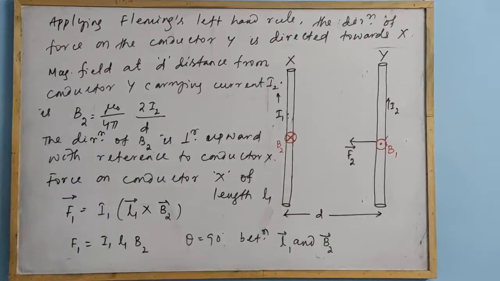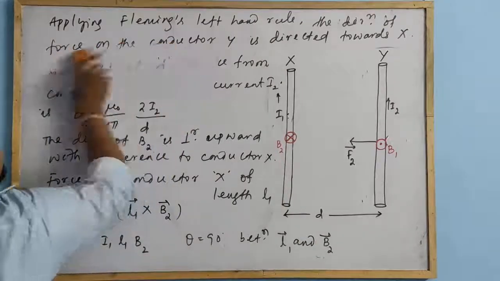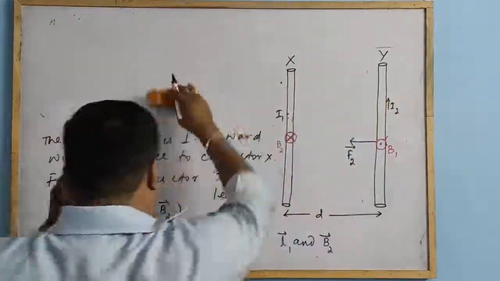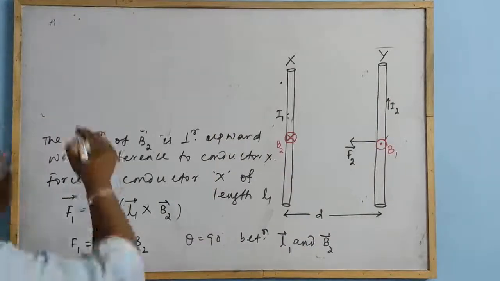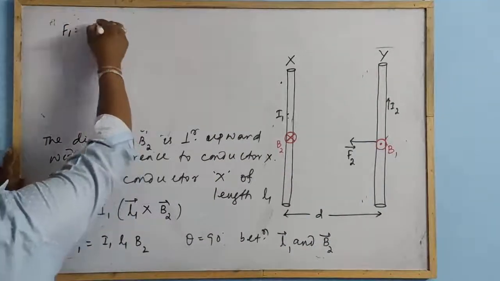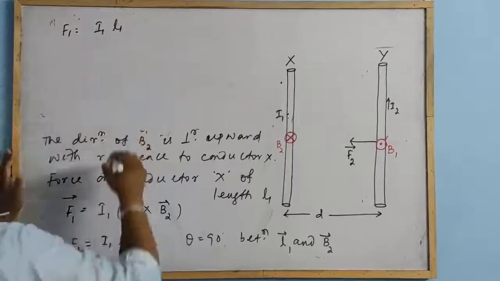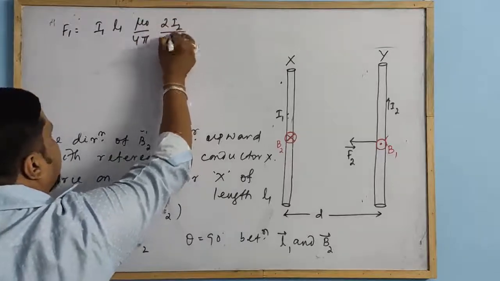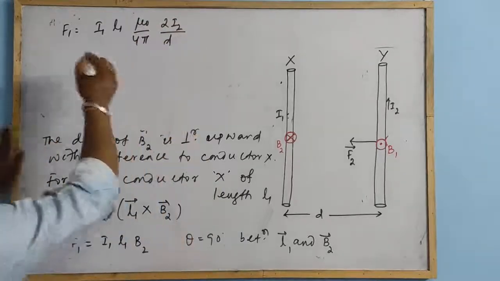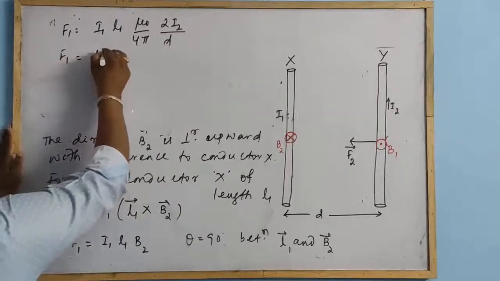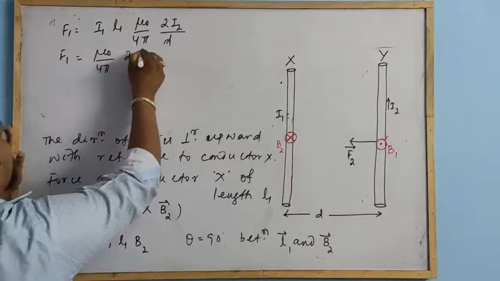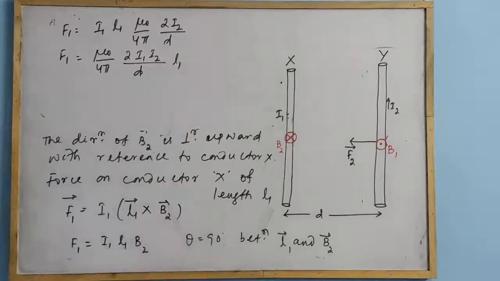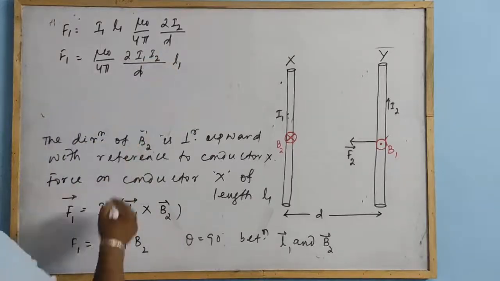Clear? Then put that B2. So F1 is equal to I1 L1, and what is B2? Mu naught by 4 pi, 2 I2 by D. F1 is equal to mu naught by 4 pi, 2 I1 I2 by D into L1. This is the force on the length L1.